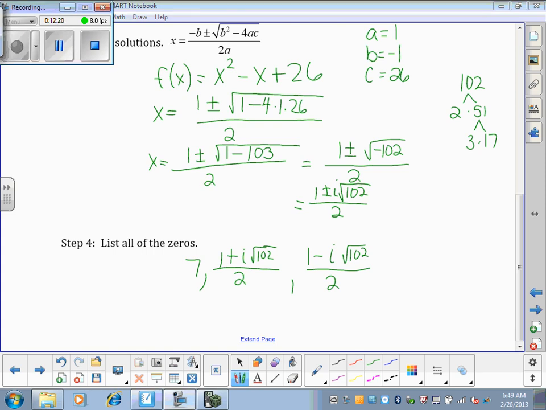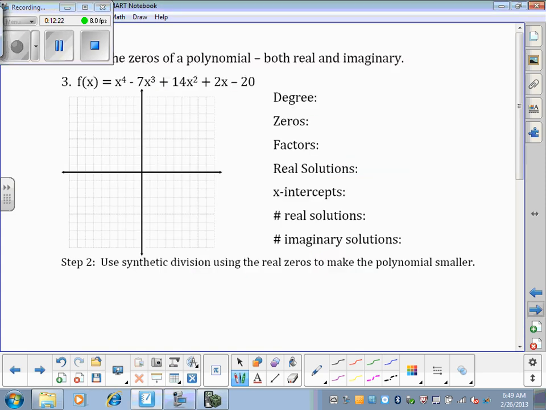Now go ahead and try number 3 on your own. Again, you're going to have to graph this. When you graph it, hopefully you're going to get a zero where it goes through the x-axis. So go ahead and do that on your own, and then I'll put up the answer and you can check it.